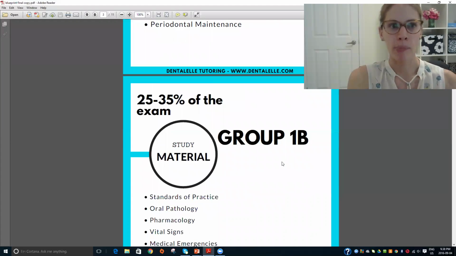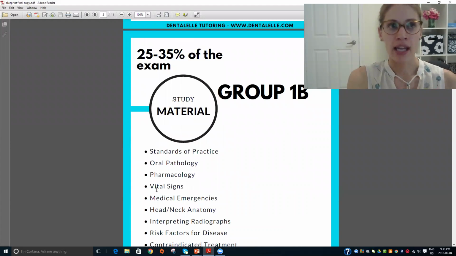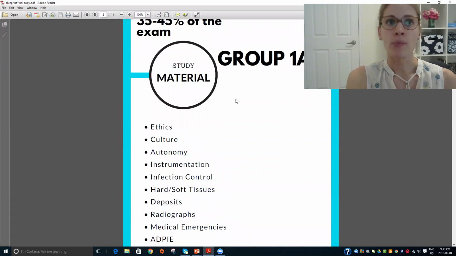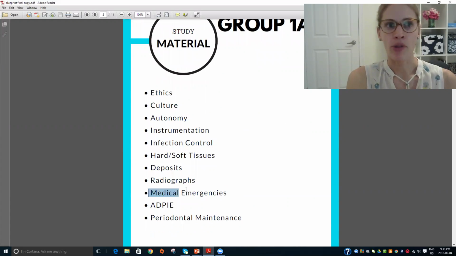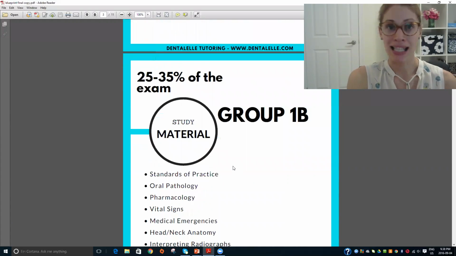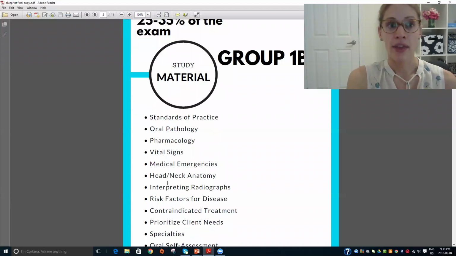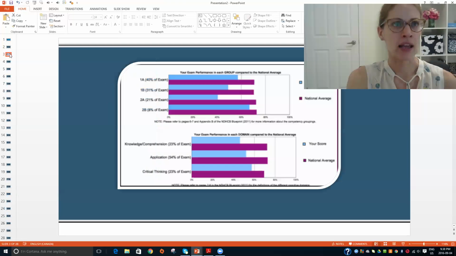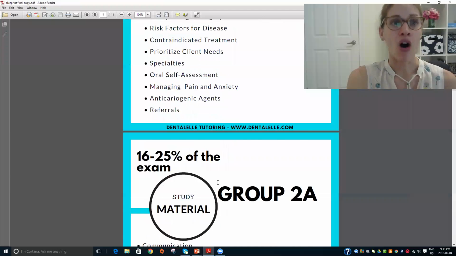Then for group 1B, you have to study other things. But if you notice, some of the groups have the same topics. For example, group 1A, you need to study medical emergencies, and it's the same for 1B, that topic is in 1B also. Remember, there are certain components, and the only reason I'm talking about this is that it's so important to know all of these different topics.